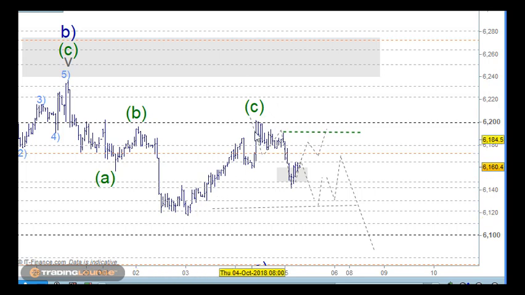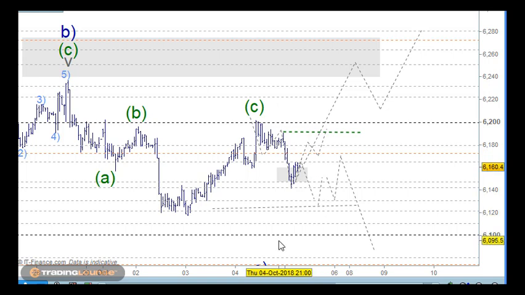And we can look at this as wave 1, ABC for wave 2, and then we'll look at 3, 4, and 5 coming up into the 61.8% area here. But that's only if it takes this out here. Obviously the markets are in the red, especially some of the other Asian markets, so it's likely to move lower from here.